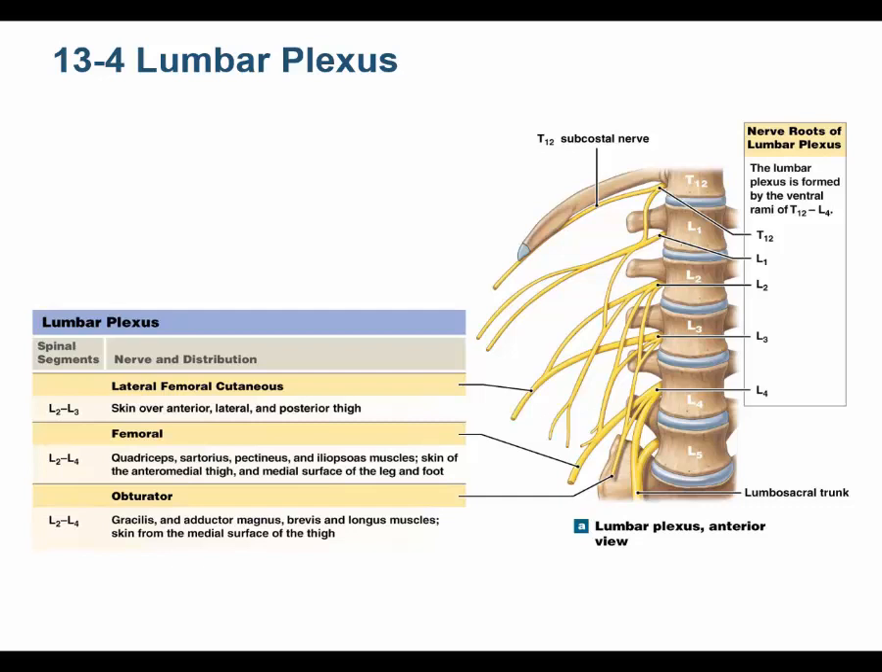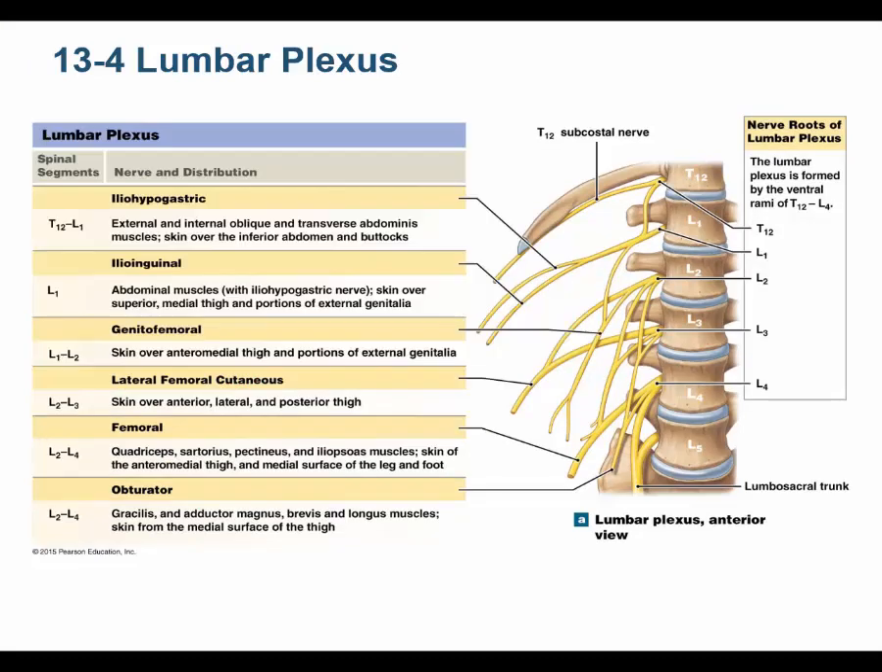And this is the rest of it, all the way down to L4. And you don't learn the lateral femoral. You do not. That's not learned in lab, but you learn the femoral and the obturator. So you can see those nerves coming off the lumbar plexus. And this is the collage showing you all of them.